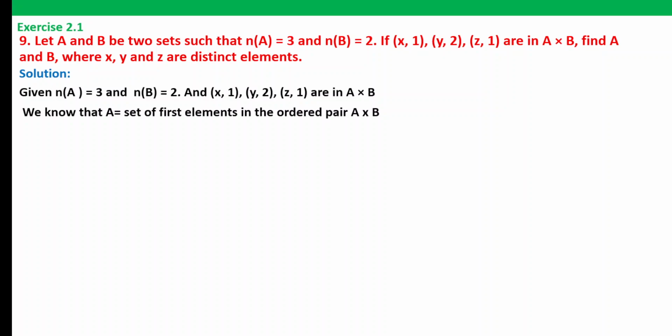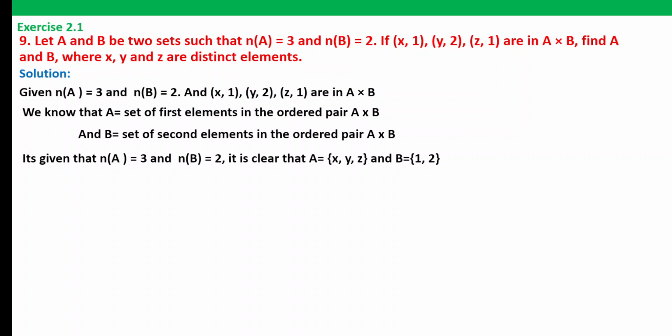We know that A is the set of first elements in the ordered pairs of A × B. Similarly, B is the set of second elements in the ordered pairs. Given that n(A) is 3 and n(B) is 2, it is clear that A has x, y, z, and B has the elements 1 and 2. The x, y, z are different, and for the second elements we have only the distinct elements 1 and 2, because 1 is repeated. Therefore set A is {x, y, z} and set B is {1, 2}.